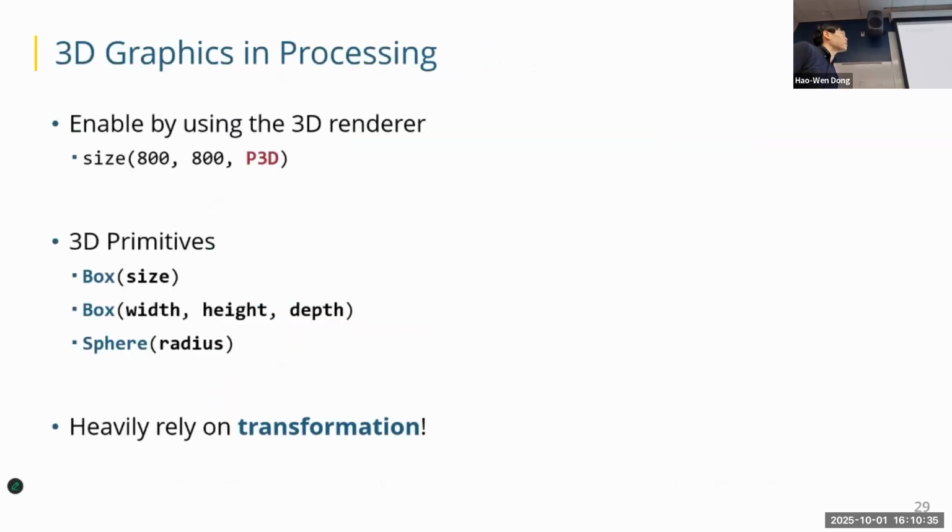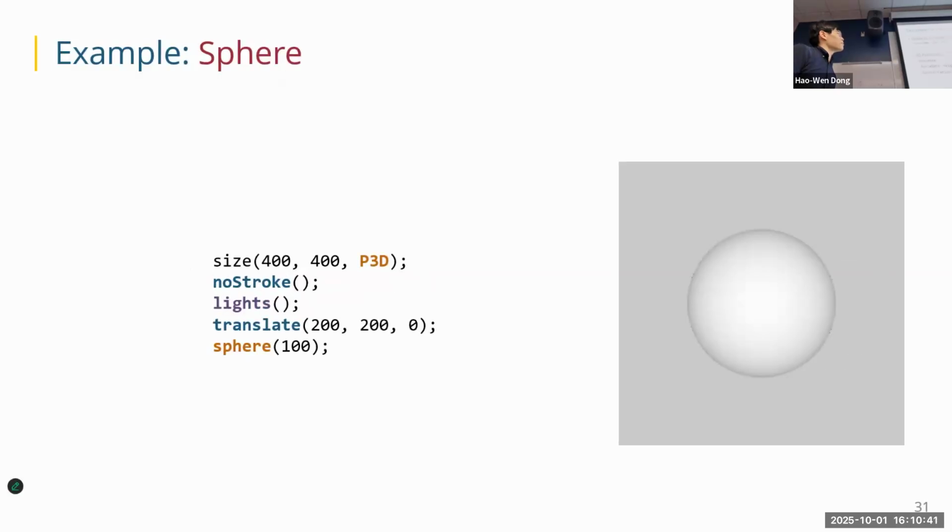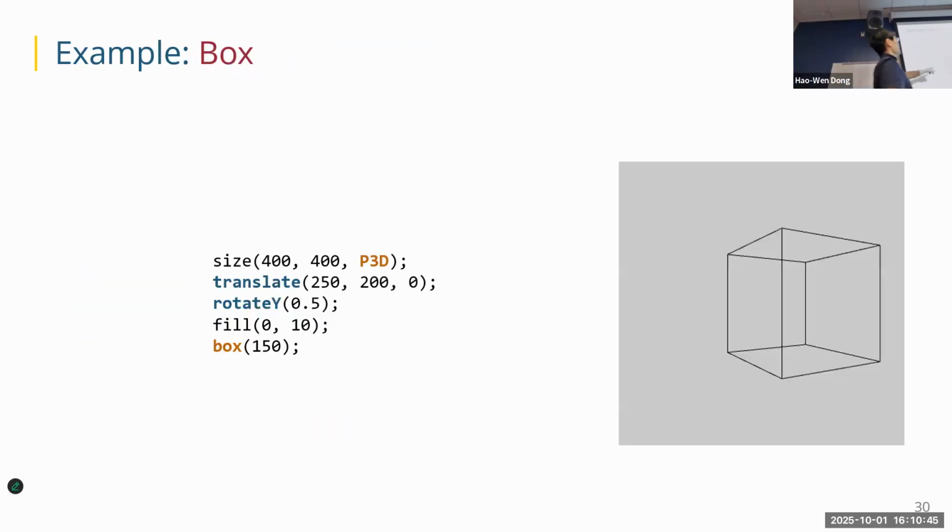first, you only have box and sphere basically. And then everything else, you have to do transformation. You have to move these things, you have to rotate, you have to translate. There's no way you can just easily place something in the 3D space. You have to rely on transformation mostly.